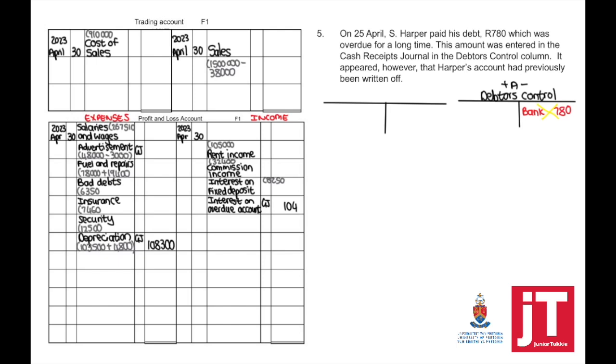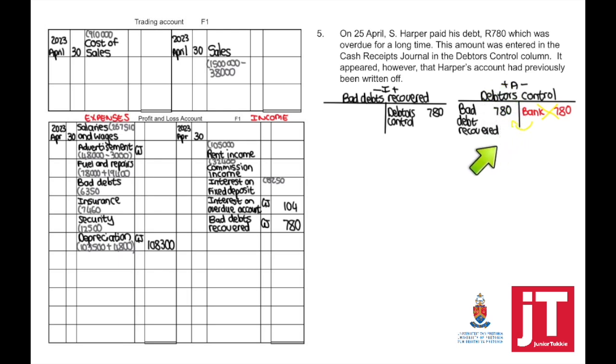This person is no longer a debtor, which means that we need to take that out so that bad debts recovered can be credited, which is regarded as an income. And that's why it appears in my profit and loss account on the credit side. Please make sure that you understand debtors control. We're taking it out, but what effect will that have on the balance? Keep that in mind when we're doing the post-adjustment trial balance.